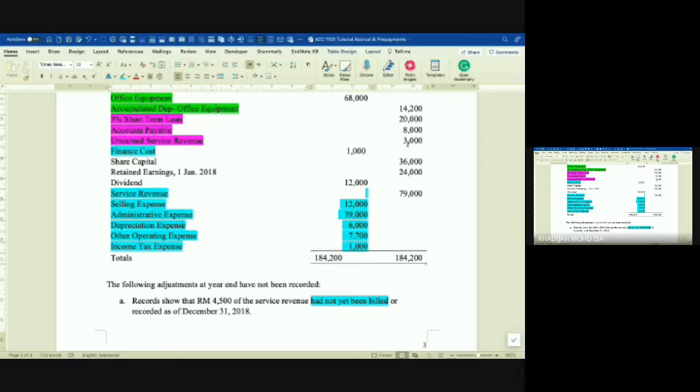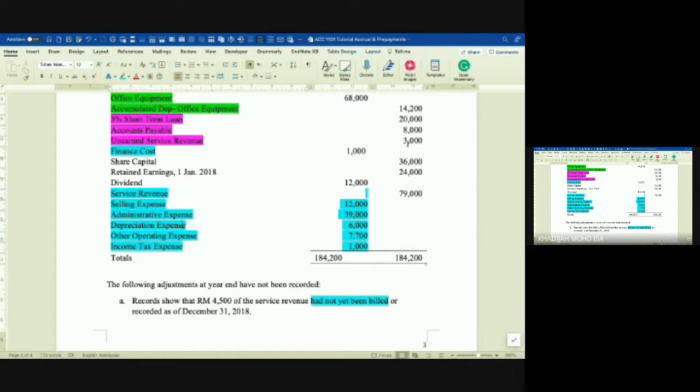2/3 of 3,000 is 2,000, right? So it means that from this unearned service revenue, which is a liability, now you have earned 2,000. So you're going to debit your unearned service revenue because you're reducing your liability by 2,000. Now you recognize revenue of 3,000.